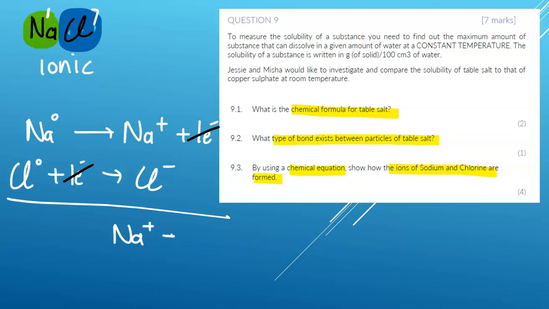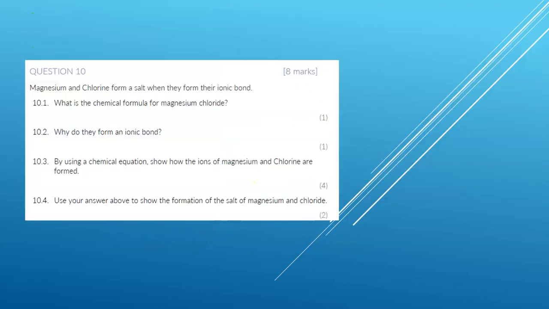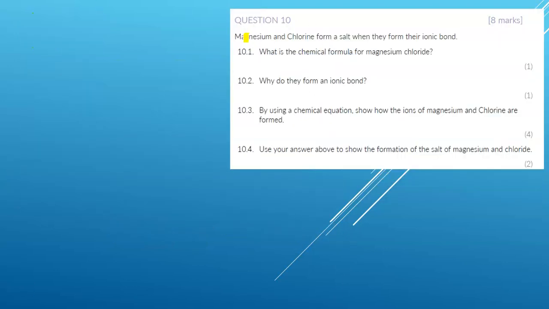So sodium plus Cl minus, and then it becomes Na1Cl1, but we don't write the ones. Okay, so that was question 9. Question 10 is again about ionic bonds. Now we have magnesium and chlorine. What is the chemical formula of magnesium chloride?